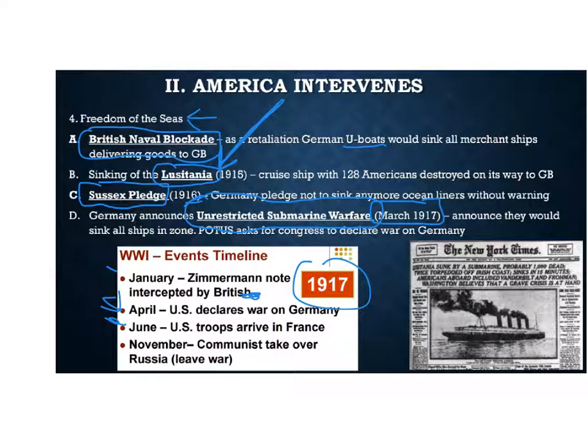And at the end of that year, in November, Russia actually leaves the war. Russia has a communist revolution. They're going to kill their king and royal family, and these communists take over, and they decide they're not fighting in this war. This is a capitalist, rich monarchy, king and queen's war. They don't want to be involved in it, so they leave in November.